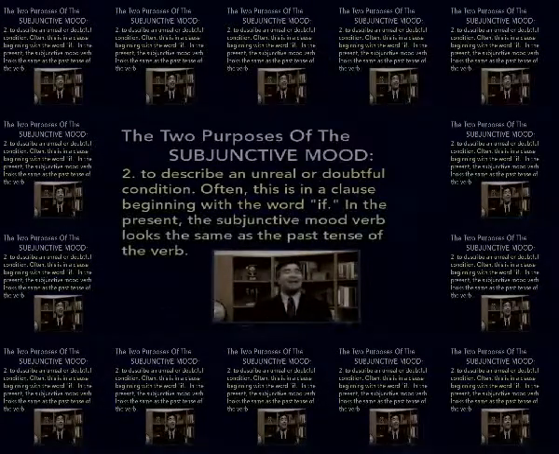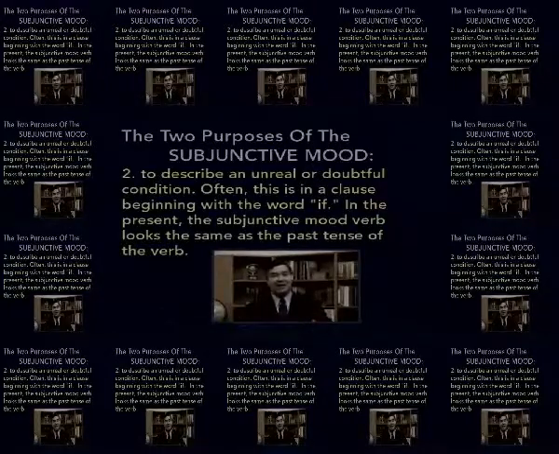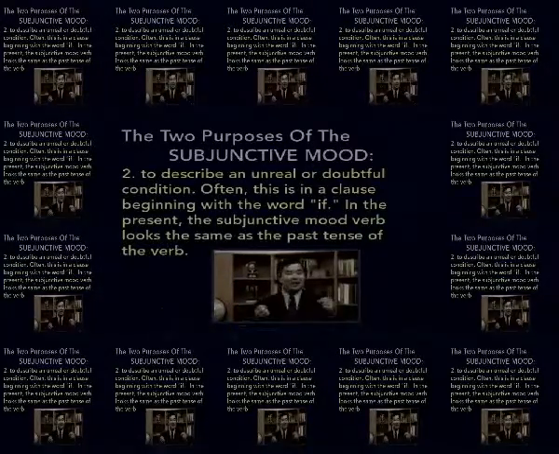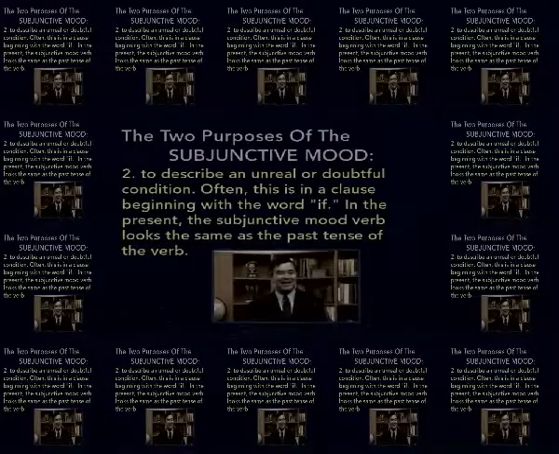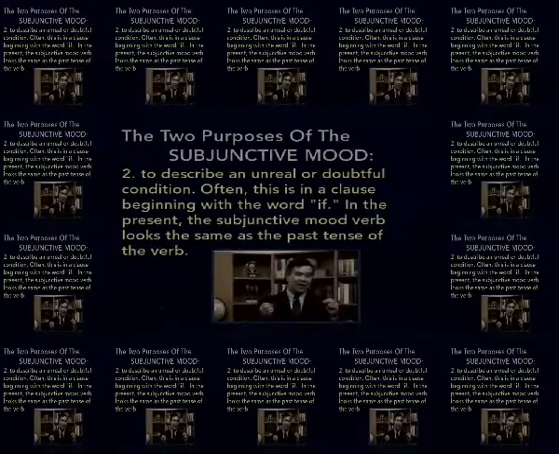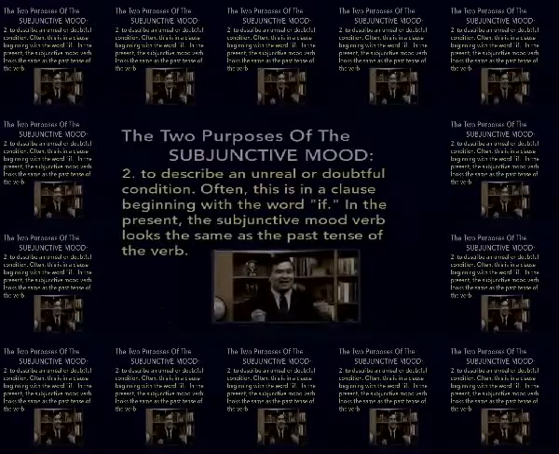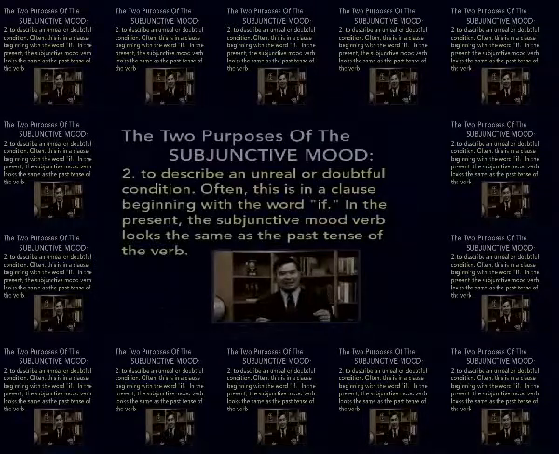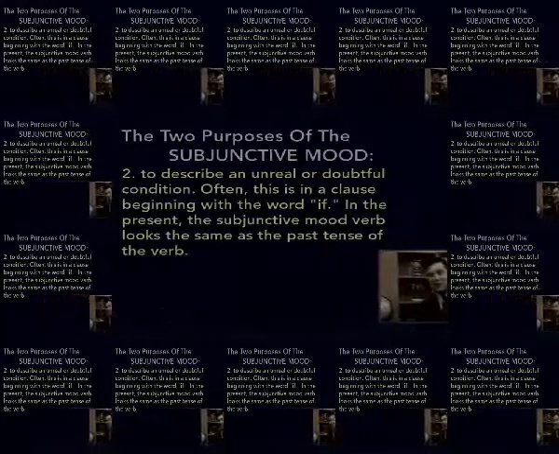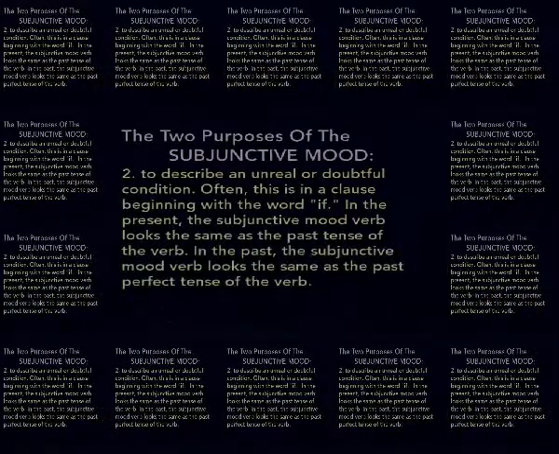First, if we're talking about something happening now, in other words, in the present, then the subjunctive mood verb looks the same as the past tense of the verb. Okay, so if we're describing something happening now in the present, the subjunctive verb looks the same as the past. On the other hand, if we're describing something happening in the past, then the subjunctive mood verb looks the same as the past perfect. Remember, the past perfect is formed with the helping verb had and the past participle. Are you a little confused? Don't be. Here are a couple of examples that will help make this clear.